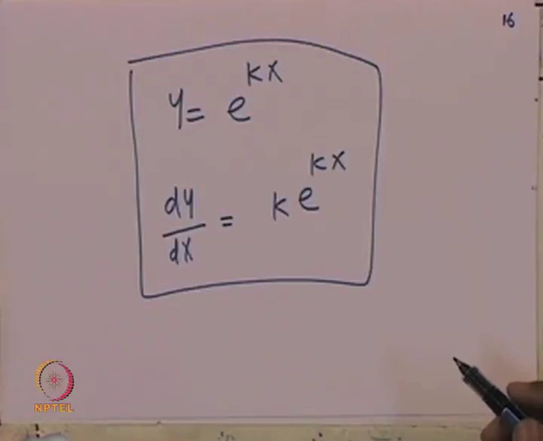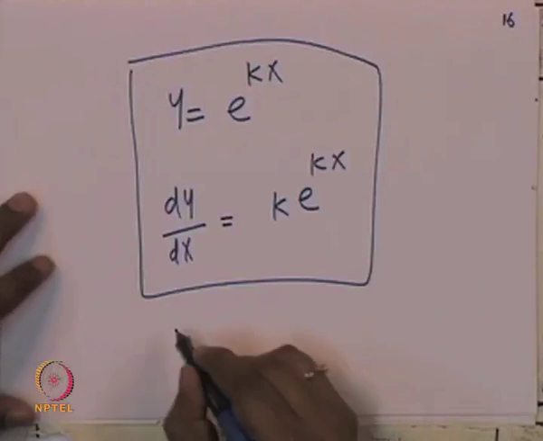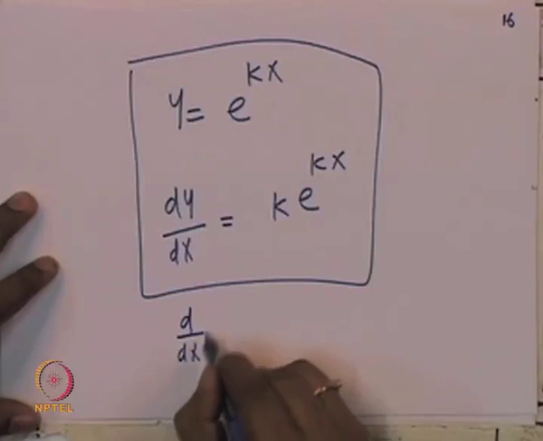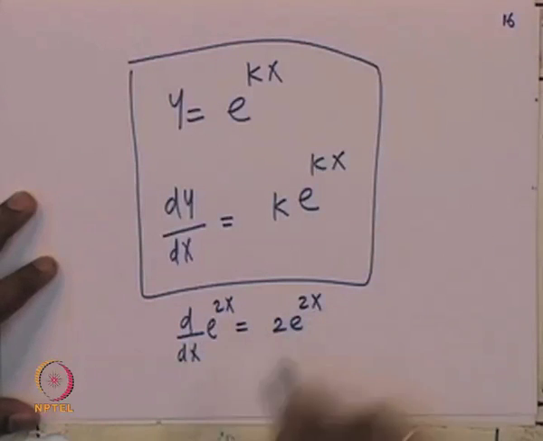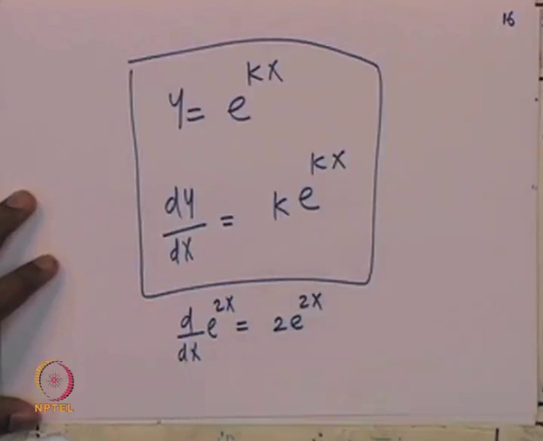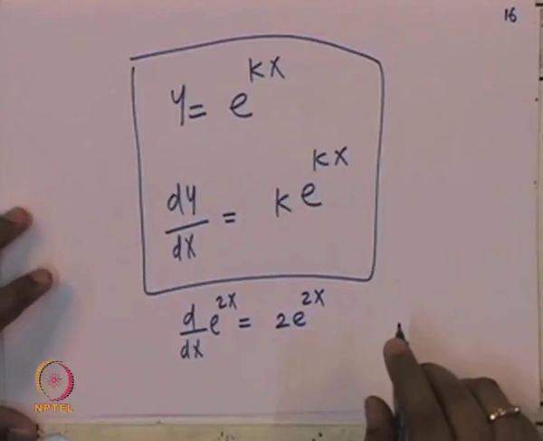When k is minus 1, e power k x is e power minus x. When k is plus 1, e power k x is e power x. When k is 2, e power 2x, and the derivative is 2 e power 2x. So, derivative of e power 2x is 2 e power 2x. That is what this means. So, this is the general rule.